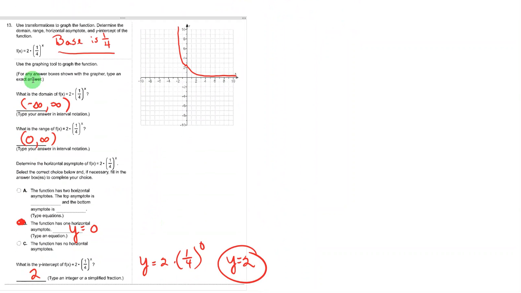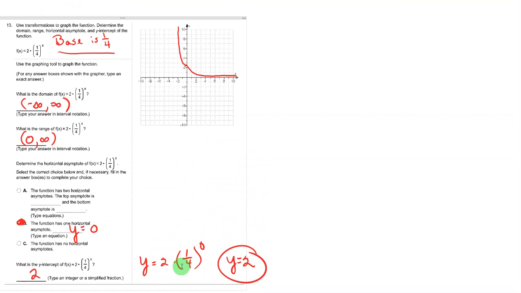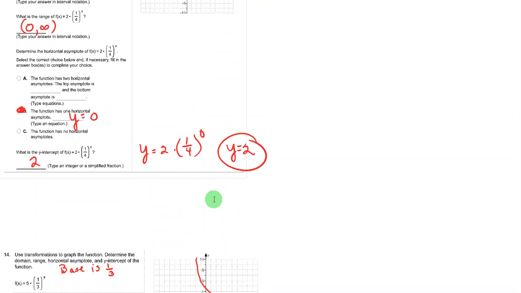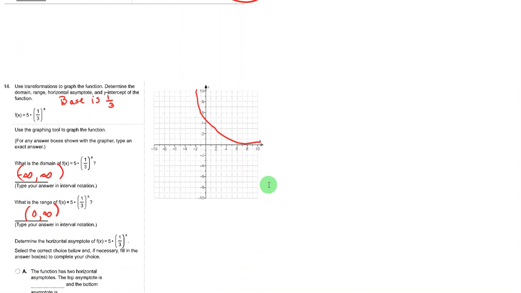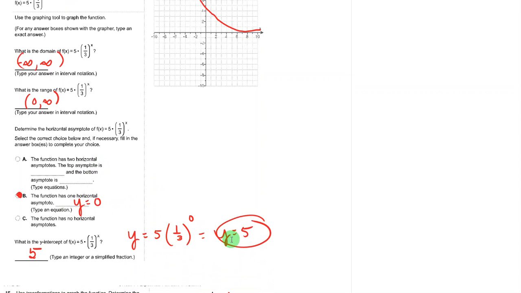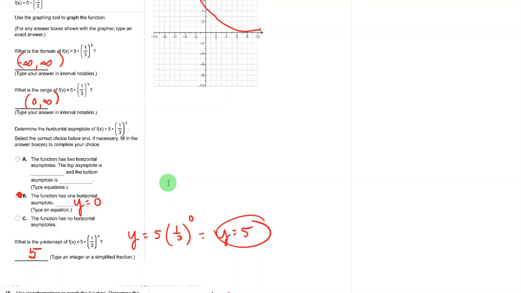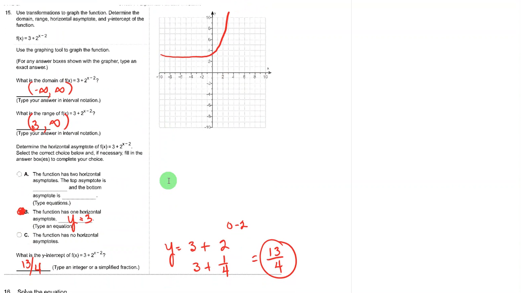Number 13, the base is 1/4. So when you go to graph that on your computer, be sure you're changing the 1/4. All right, so same domain. 0 to infinity for the range. Y equals 0 is the asymptote. The y-intercept, if x is 0, that becomes 1/4 to the 0 is 1, and so the y-intercept is 2. So we're good there. Number 14, the base is 1/3. Same negative infinity to infinity, 0 to infinity, y equals 0 is that. The y-intercept is 5. So be sure that when you put that in your graphing, you've got 1/3 as your base. All right. Same thing with 15.